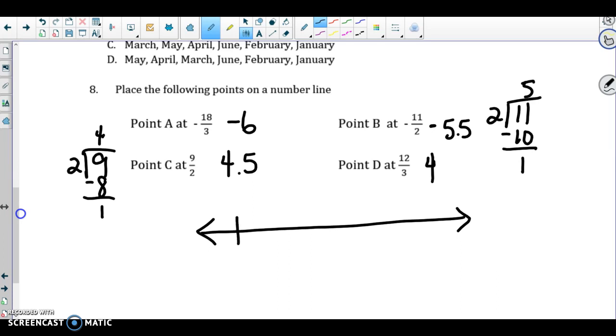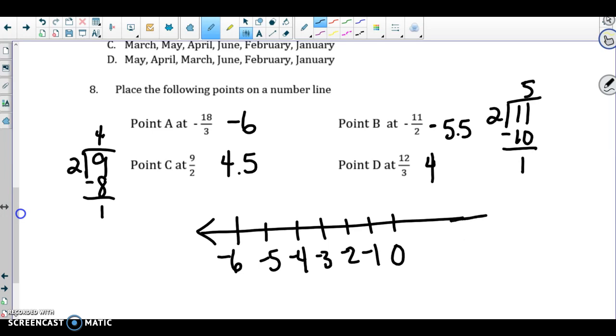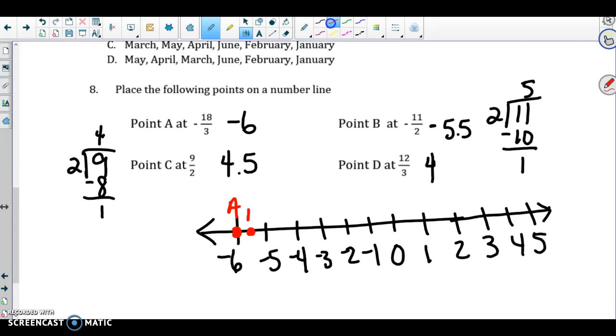I've got to go down to -6, -5, -4, -3, -2, -1, 0. And then I got to go up to 4.5. So I guess I need to extend this a little bit. So 1, 2, 3, 4, 5. Okay, so I'm going to put point A at -6. So here's -6, and here's my A. Point B is at -5.5. So that's between -5 and -6. So we're going to put B right here.